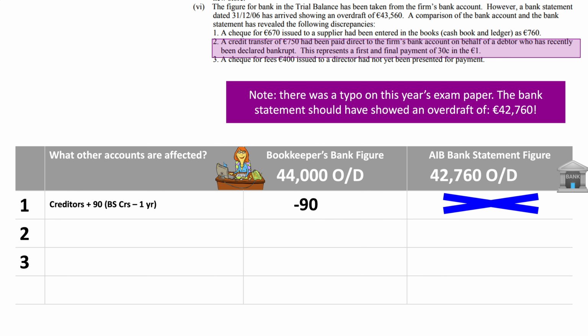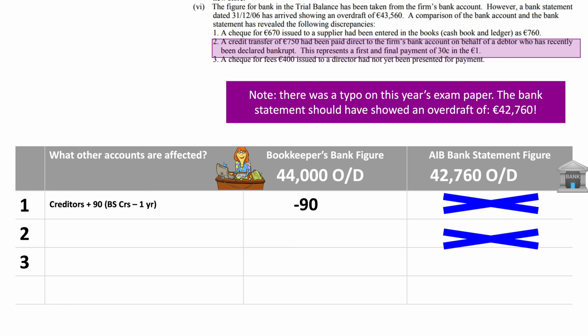So that's number 1. Number 2, a credit transfer of 750 had been paid direct to the firm's bank account on behalf of a debtor who has recently been declared bankrupt. This represents a first and final payment of 30 cent in the €1. So a credit transfer paid directly into the bank account. The bank know about this, so we don't need to do anything in the bank's account.